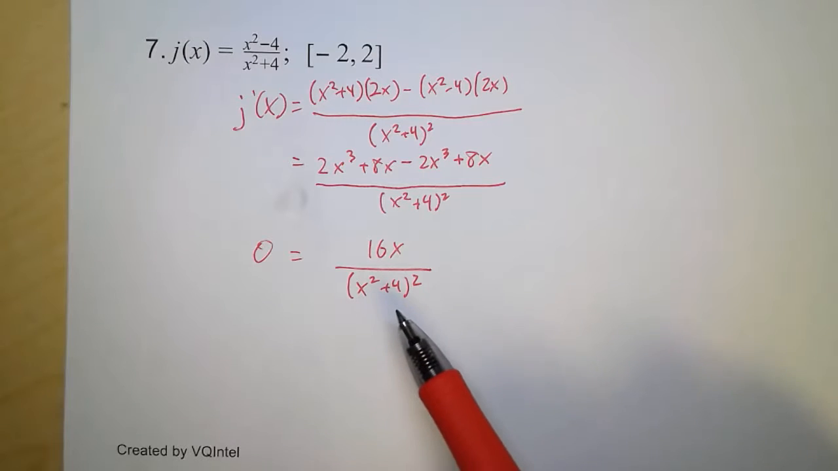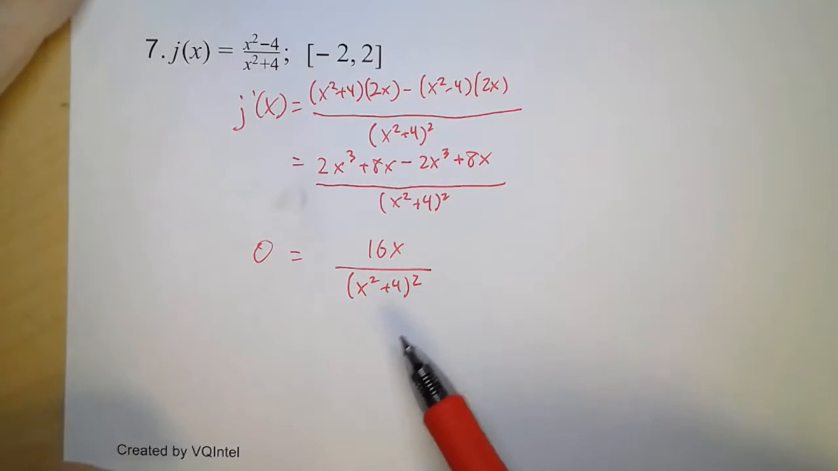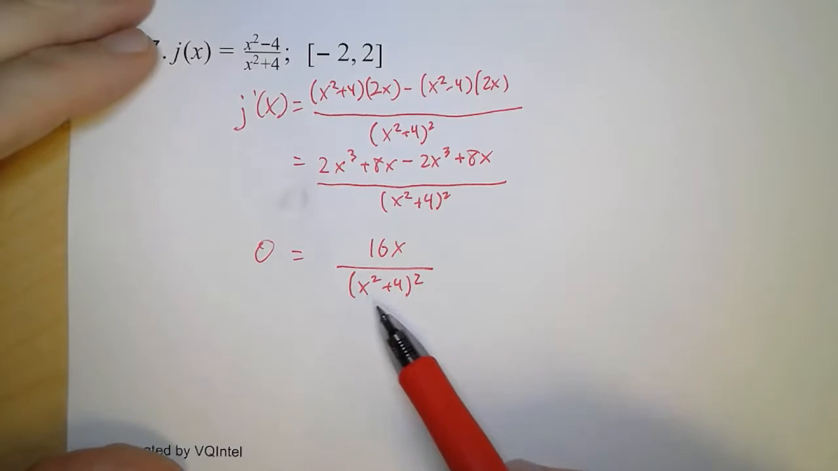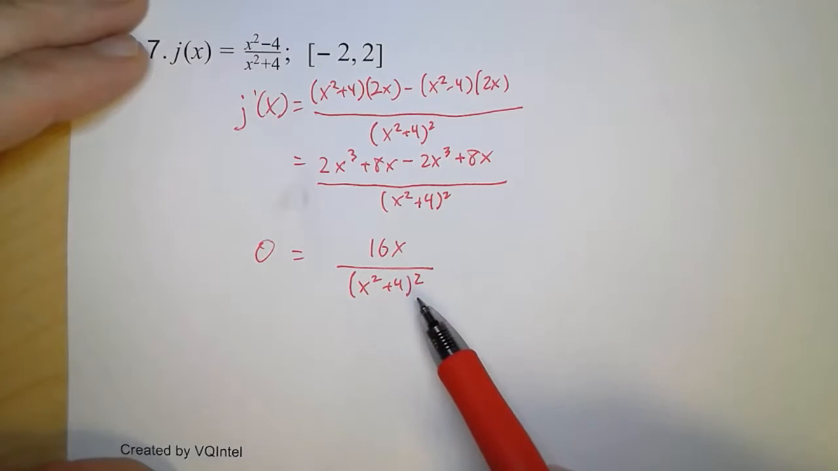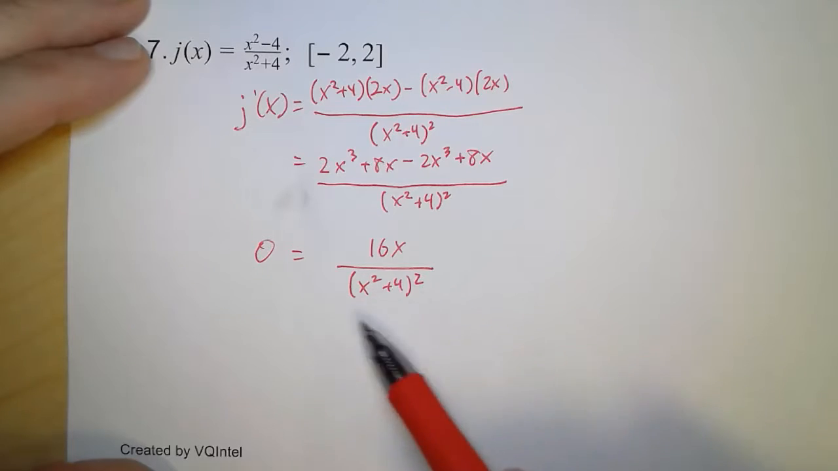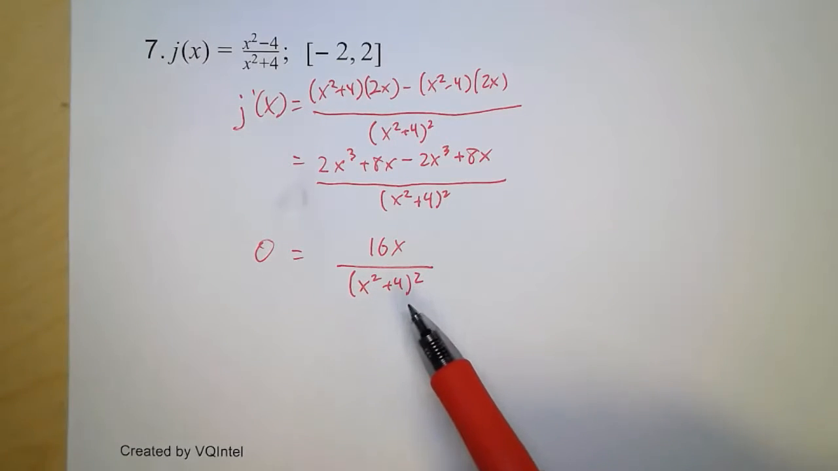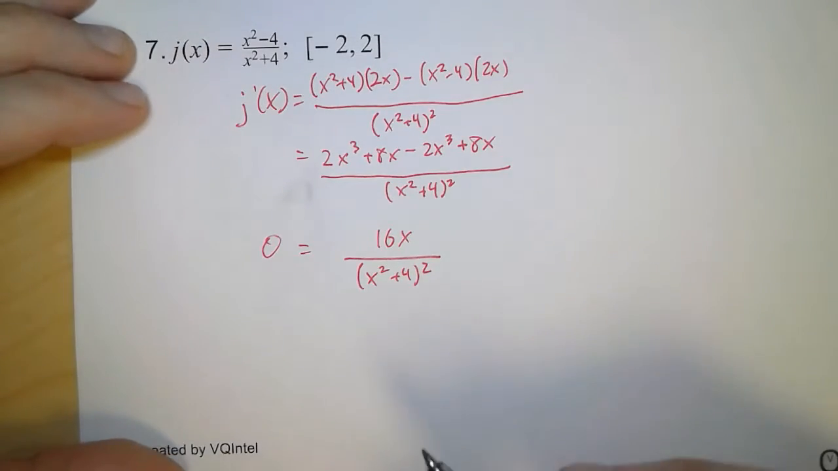Now, the nice thing about this example is that the denominator will never be 0. It'll never be undefined. Why? Because the smallest that x squared can be is 0, and that's if we plugged in 0. But then we're adding 4 onto that. So 4 is the lowest that this could be, and then we're squaring it. So 16 is the lowest that this denominator could ever possibly be. It can't ever be 0. So we don't have to worry about any values making it undefined.